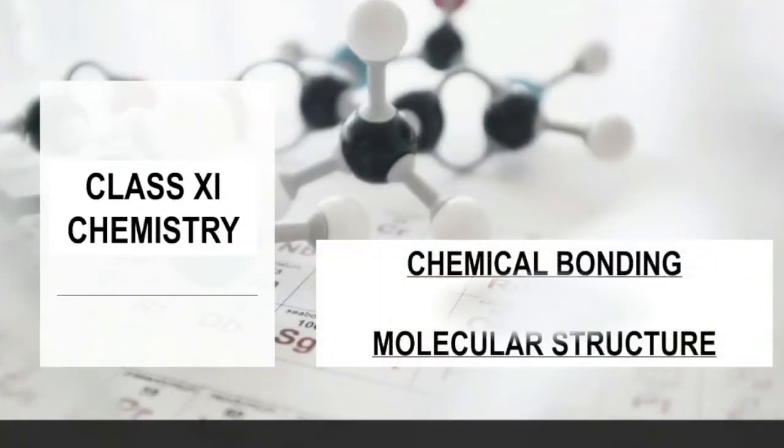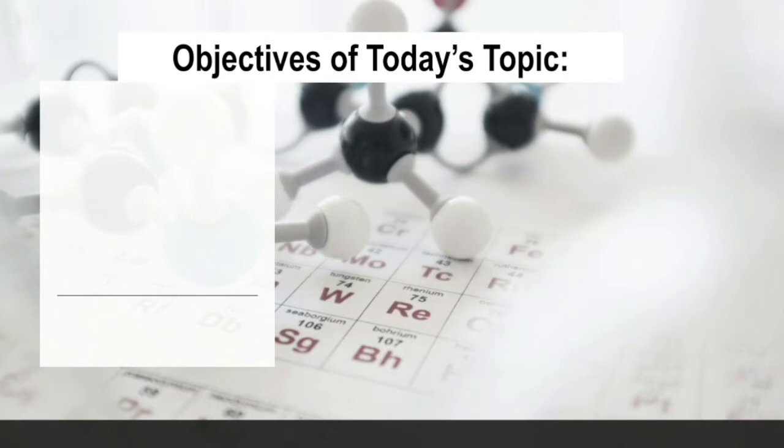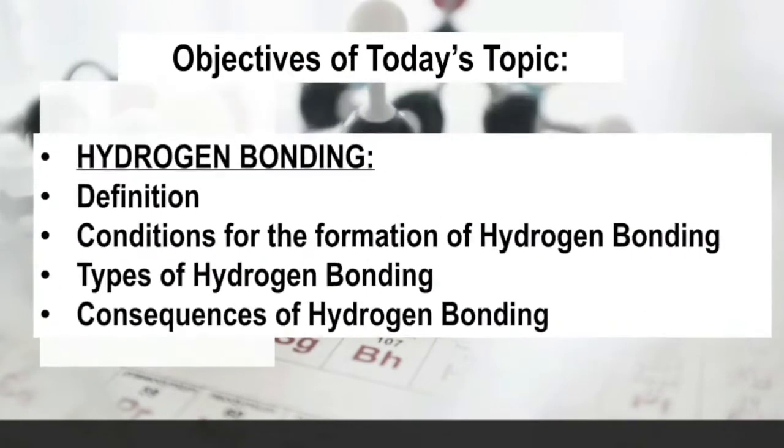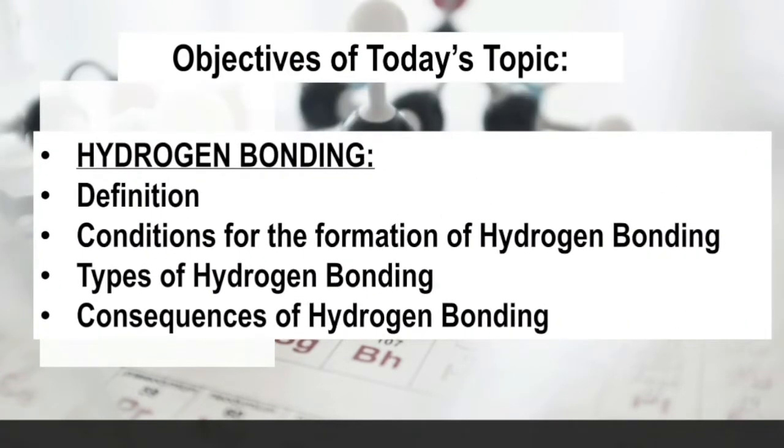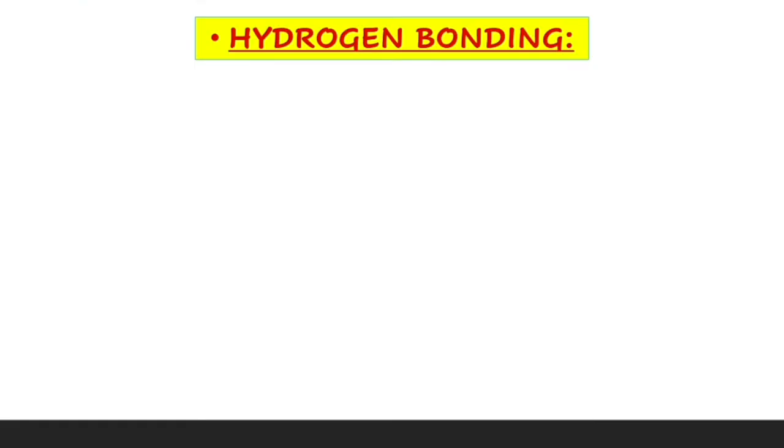Let us start with the discussion of the chapter Chemical Bonding and Molecular Structure. In today's lecture, we are going to study hydrogen bonding, and in that we are going to cover its definition, conditions for its formation, types of hydrogen bonding, and consequences of hydrogen bonding. So, what is hydrogen bonding?